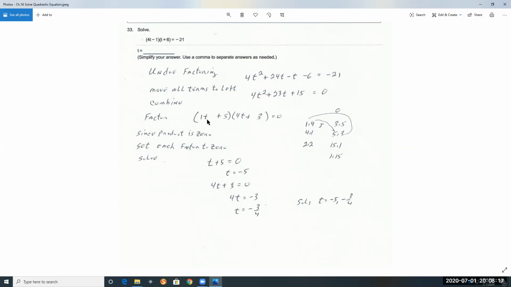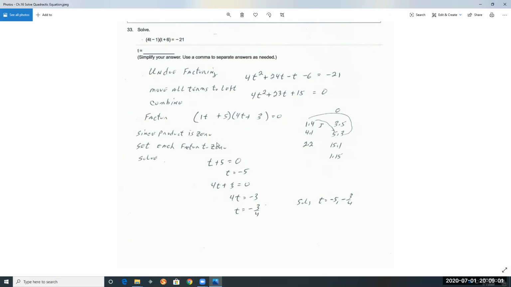1 and 4 go first in the binomials, 1t and 4t. 5 and 3 go last in the binomials. Now we need to choose the sign for the middle term. We see that the inside product is 20t, the outside product is 3t, and if I make them both positive, we can get a total that's 23t, and if we multiply the last terms, plus 5 times plus 3, we get 15. Since we have a product equaling 0, the conclusion is that either of these factors must be 0 for the product to give me 0.